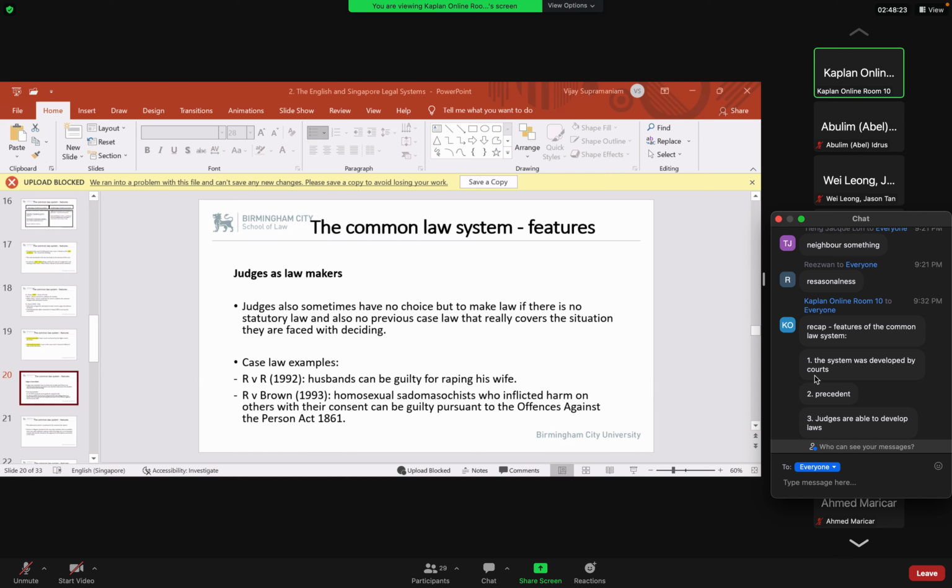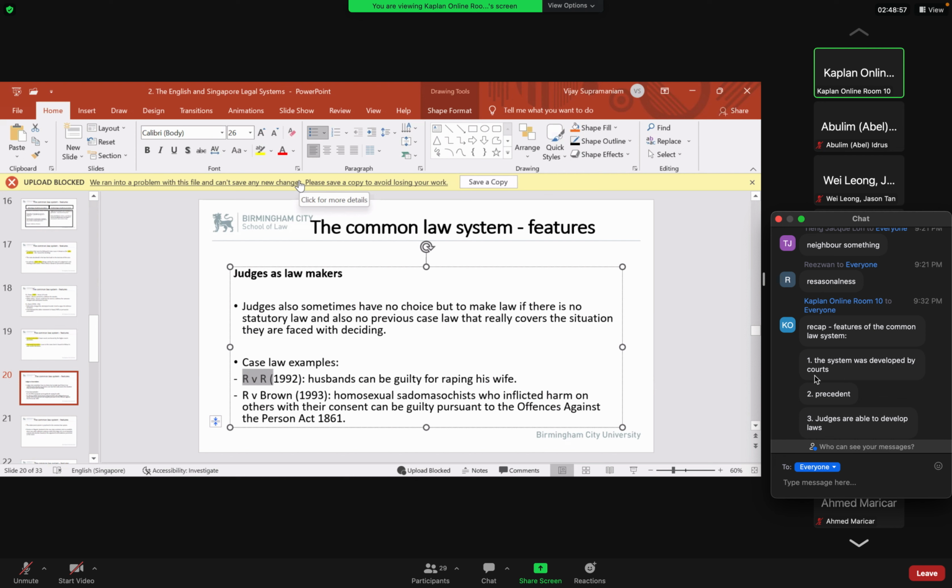All right? Now let's talk about examples of cases where judges have the ability to develop laws. Let's talk about the case of Crown against R. Some of you may be familiar with it. What is this case about? This case is with regard to marital rape.